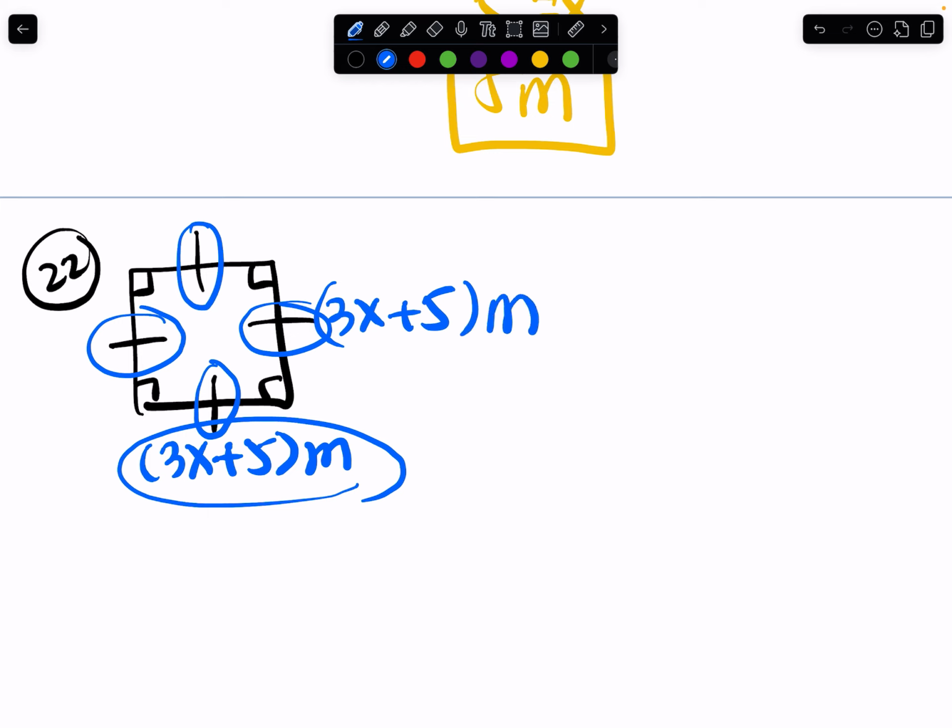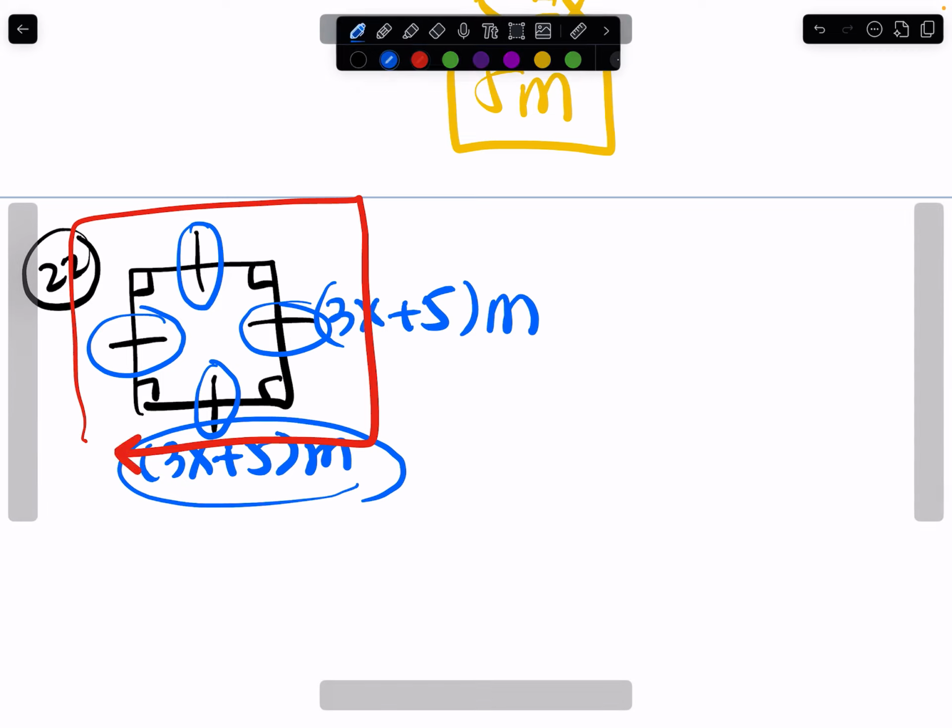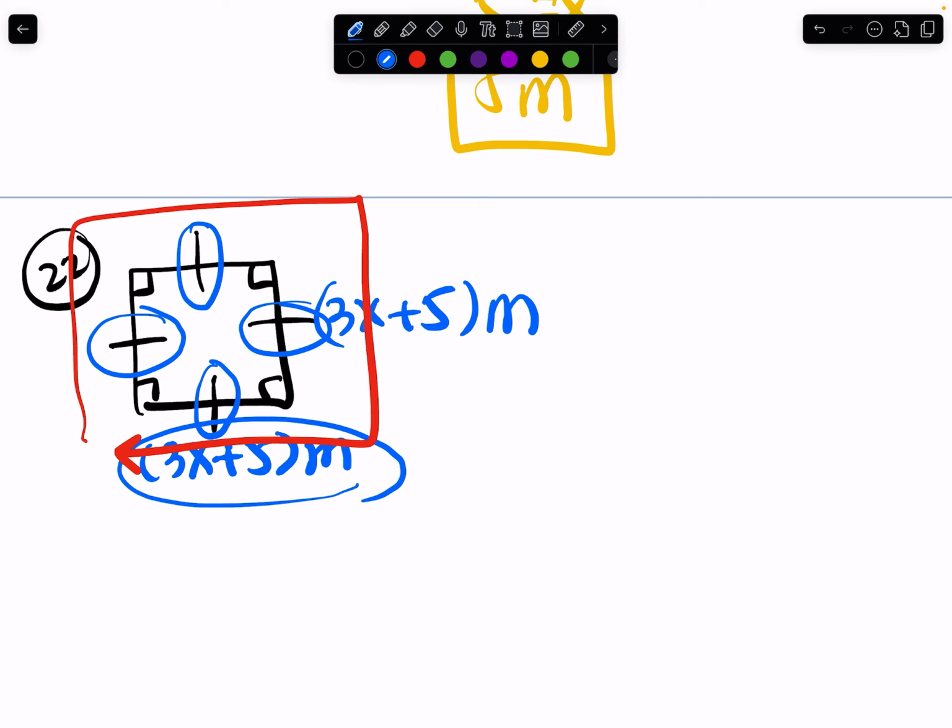So their lengths are equal. And what's it asking? Problem number 2 is asking to express the perimeter. So we're looking for a distance all around. Picture. Right? If this is 3x plus 5, one second, Summer, 3x plus 5, and this side also should be 3x plus 5. We said distance all around, right?